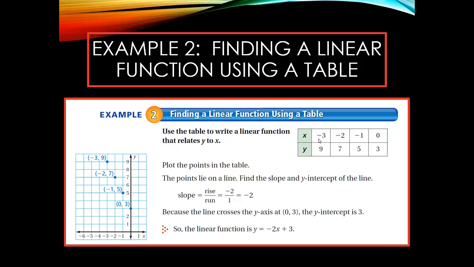So we have (-3, 9). So we'll go over -3 and then up 9. Then we have (-2, 7). So we'll go over to -2 and then up to 7. Our next point is (-1, 5). So over to -1 and up 5. And then we have (0, 3). So we'll stay here at 0 and go up 3.